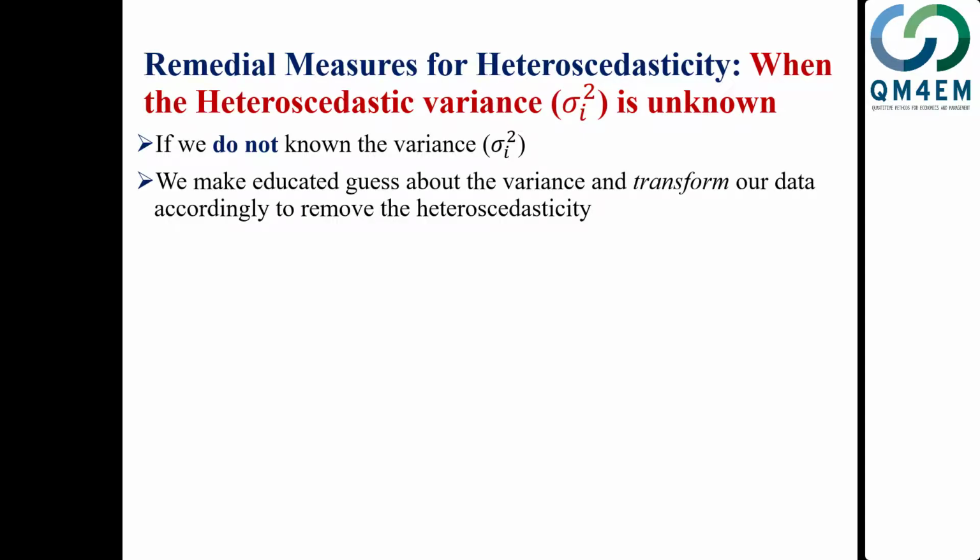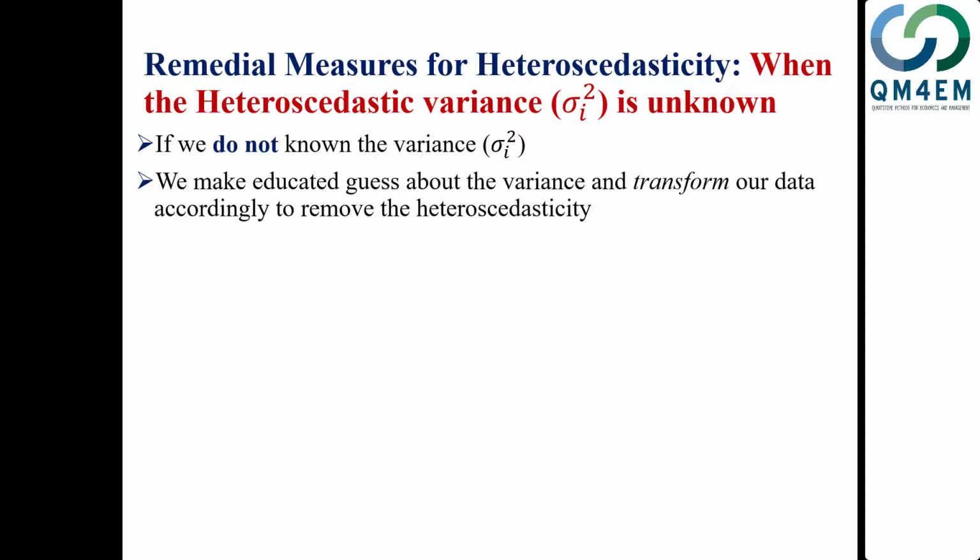So we make educated guesses about the variance and we transform our data accordingly to remove the heteroscedasticity. Let me rephrase. If the variance is known, we apply the weighted least squares method that ensures BLUE estimators. However, we don't know the variance. So in principle, although there is a theoretical method of weighted least squares, we cannot apply it. So what could we do?